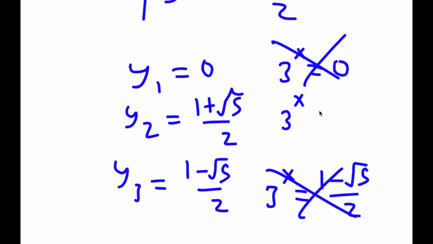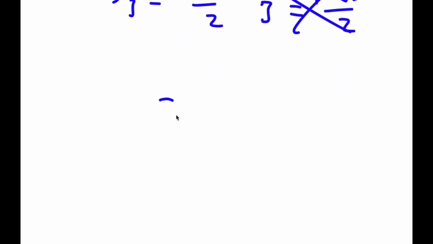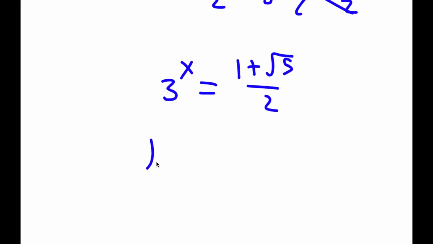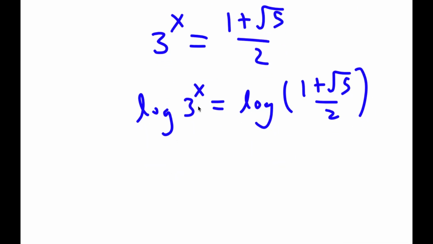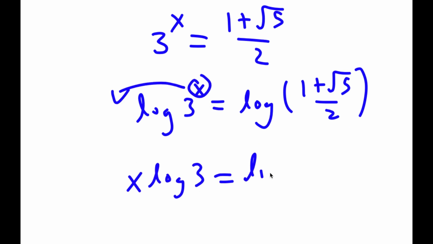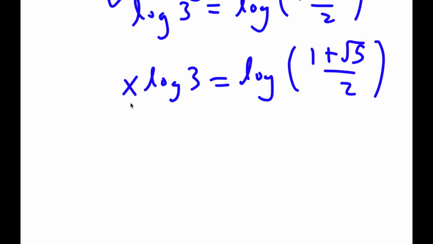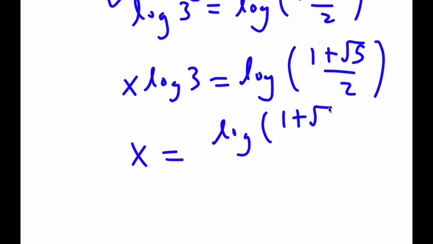So I'm left with 3^x = (1 + √5)/2. To solve this, I'm going to take the log on both sides, so I have log(3^x) = log((1 + √5)/2). Now I can move the exponent to the front, so now I have x times log 3 = log((1 + √5)/2). And if I divide both sides by log 3, I get x = log((1 + √5)/2) / log 3.